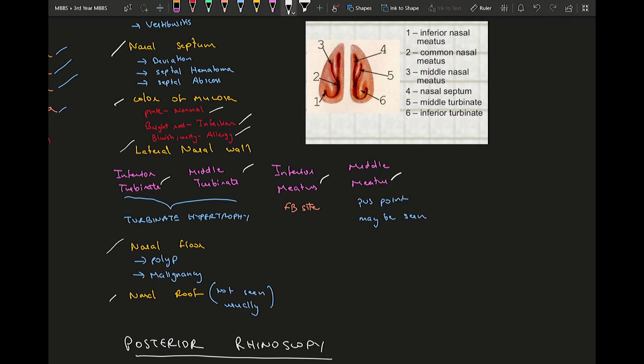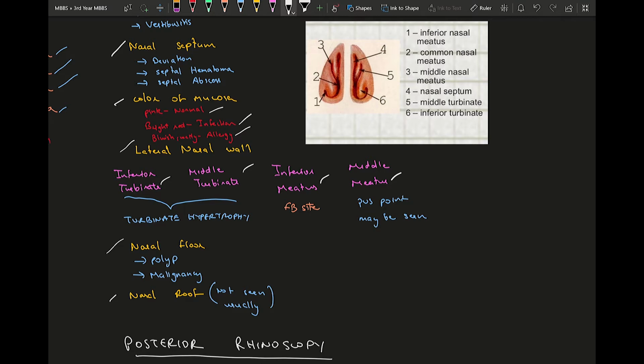There are some tests which you can do, like the probing test, and whether it bleeds on touch. Those things are just used to differentiate between a turbinate and a polyp. We'll talk about more of that when we go into pathology. But you can see turbinate hypertrophy or some kind of polyp coming out of there.